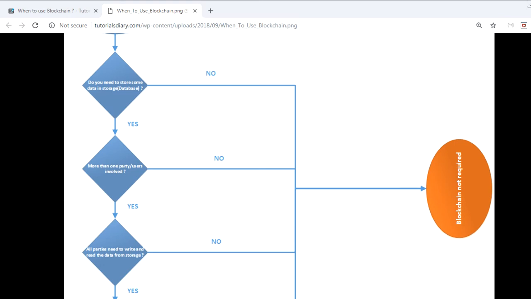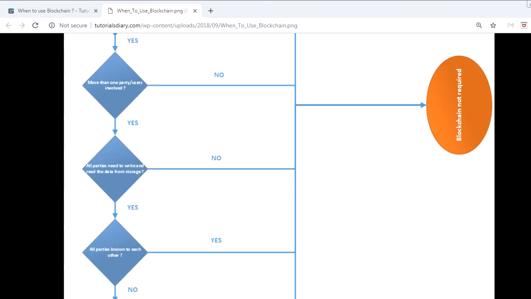If you have that kind of scenario, then yes, you may require blockchain. But if you don't have multiple parties involved, then you don't require a blockchain. Okay, so we have understood the first two points. Let's move to the third point.